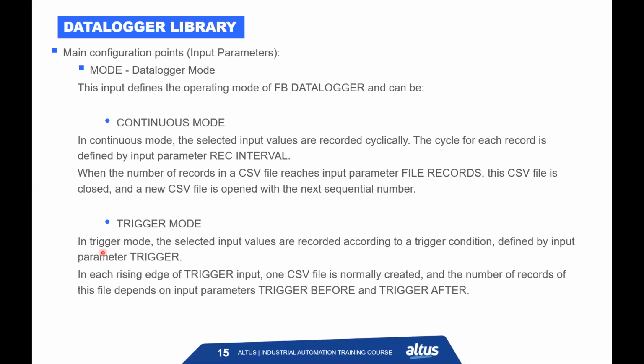Trigger mode. In the trigger mode, the selected inputs are recorded according to a trigger condition defined by the input parameter called trigger. In each rising edge of the trigger input, one CSV file is normally created, and the number of records of this file depends on inputs trigger before and trigger after. Basically, this mode is just to collect a fault and see what the variables are in a pre-fault mode and post-fault mode. So with trigger before, I can see the information before my fault or my alarm or some event, and these variables after this trigger.